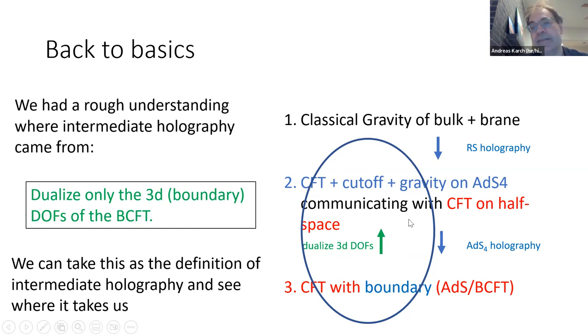And instead of trying to find the intermediate picture somehow hiding in the geometry, I'm just going to do that, right? Irrespective of what the geometry wants or doesn't want to tell me, I can just define the intermediate picture by this procedure. Start with the BCFT. The BCFT has an explicit Lagrangian, and just apply the holographic dictionary to only the 3D degrees of freedom. That is a constructive way of defining an intermediate picture, and it doesn't have any sound.